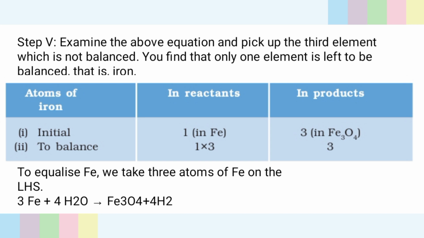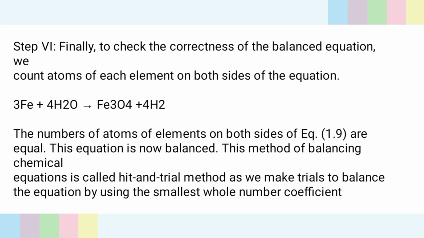So we will write the chemical equation, 3Fe plus 4H2O gives Fe3O4 plus 4H2. Now the equation will be balanced. As the number of atoms on both the sides are balanced, 3 atoms of iron and 3 atoms of iron in the product, 8 atoms of hydrogen on the reactant side and 8 atoms of hydrogen on the product side, 4 atoms of oxygen on the reactant side and 4 atoms of oxygen on the product side. So now the equation is balanced.